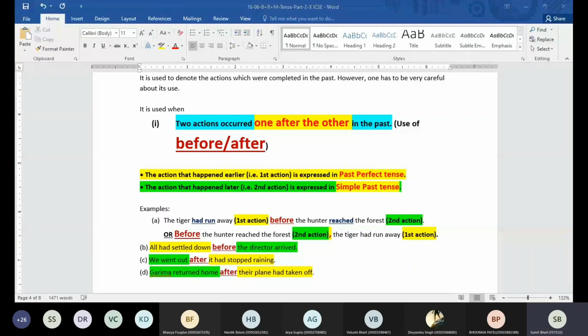Any doubt here, anyone? Yes, any doubt, beta? No? Okay.